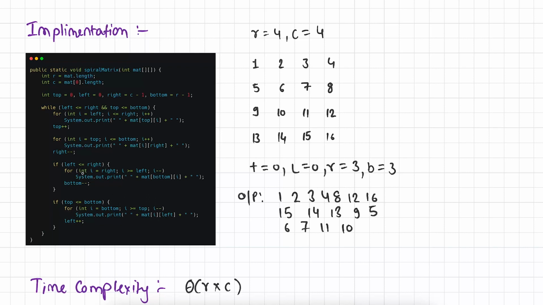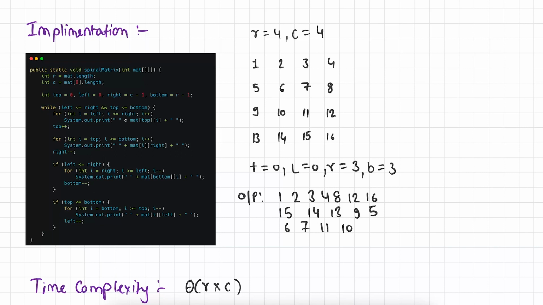And in this loop, we are printing bottom row from right to left. You can see here bottom row from right to left, and then we are decrementing bottom by 1. So before the bottom was here, now bottom is here. And in the last loop, again we are checking if top and bottom are away from each other. If it is so, then we are running loop to print leftmost column from bottom to top. And then we are incrementing left by 1. So initially left was here, now left is here. I hope this function is clear to you.